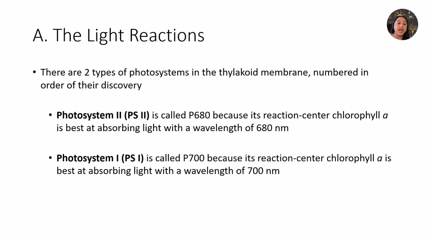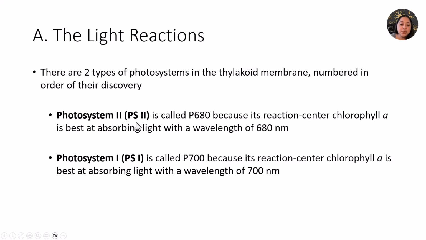And there are actually two types of photosystems in the thylakoid membrane. They're numbered in order of their discovery. So they're not ordered in how chronologically they work in the pathway, basically. So photosystem 1 was discovered first, and then they called it probably just photosystem. And then they saw the second one and called that one photosystem 2. But in order in how they work, photosystem 2 comes first. Science is so funny sometimes.